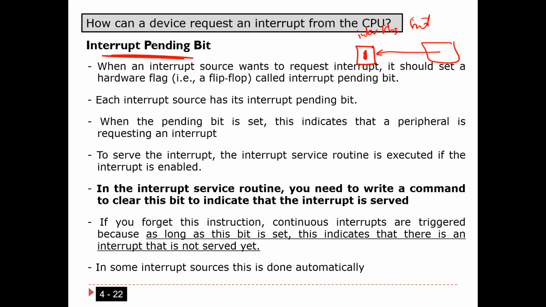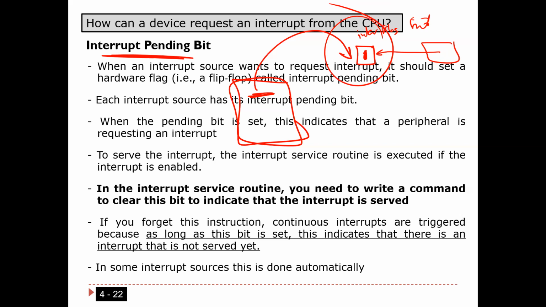And as long as there is 1 here, that means there is a pending interrupt. There is an interrupt that's not served yet. And then what you have to do is, in the interrupt subroutine, you have to write an instruction here to clear this bit because you already served it. You got what I'm saying? So now, hardware is going to put 1. In the software, your responsibility as a programmer, in the interrupt subroutine, is to write an instruction to clear it because I already served it. You understand what I'm saying? I already served this interrupt, so I have to clear it.